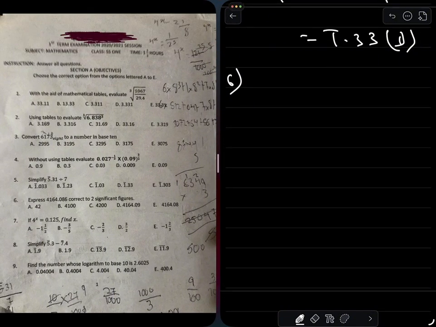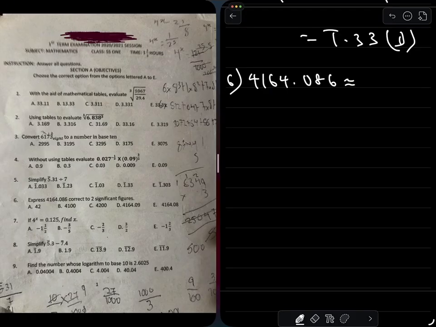Read the question. Number 6. 4164 Express. You don't always read the instruction. 41,640.086 to two significant figures. What does it become to 2 significant figures?